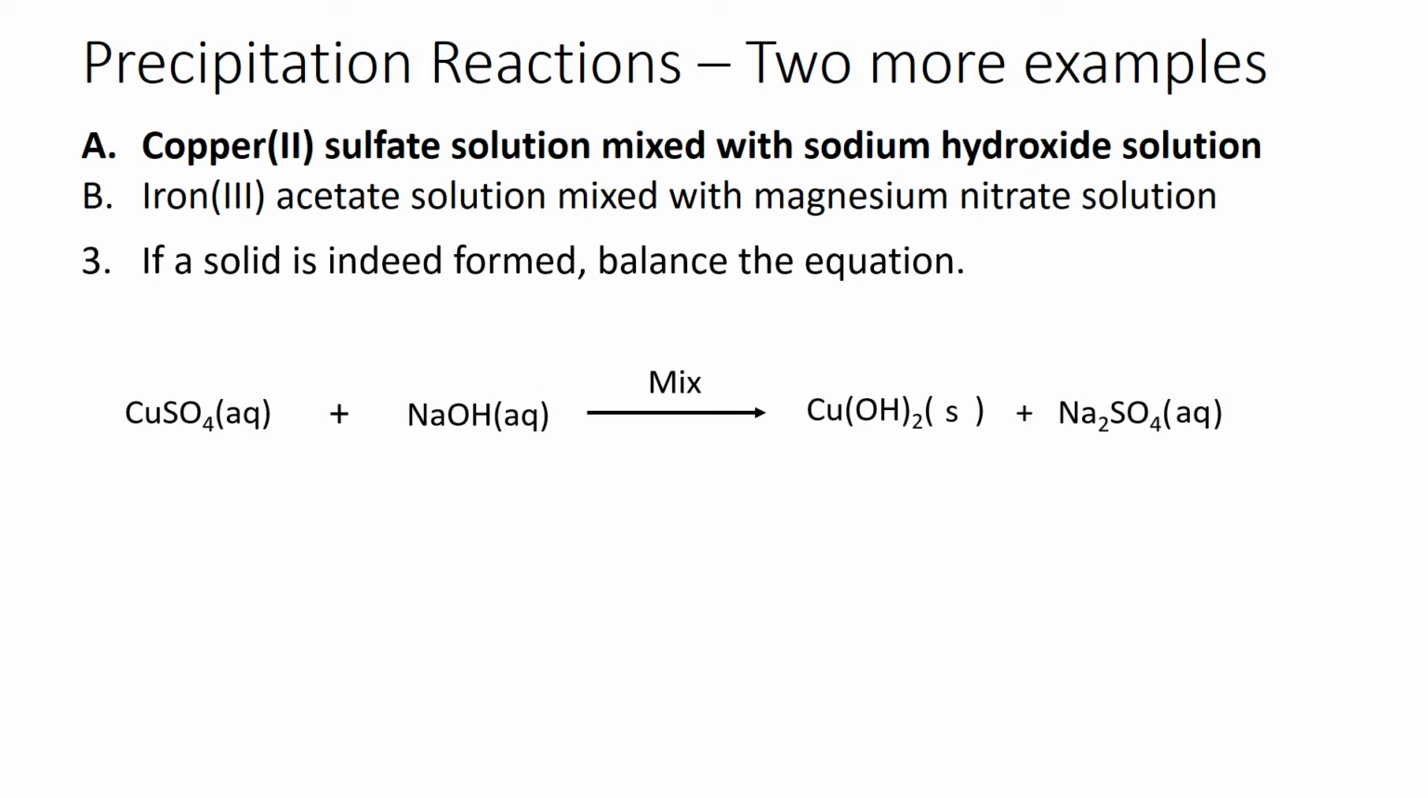I did make a solid, so that applies here. I'm going to balance the equation with trial and error. Put a 2 in front. I've got 2 hydroxides on the left, 2 hydroxides on the right, 2 sodiums on the left, 2 sodiums on the right, 1 of everything else. So it's balanced, and I'm done.